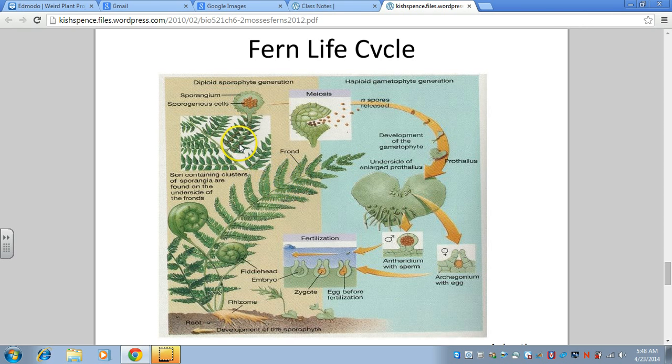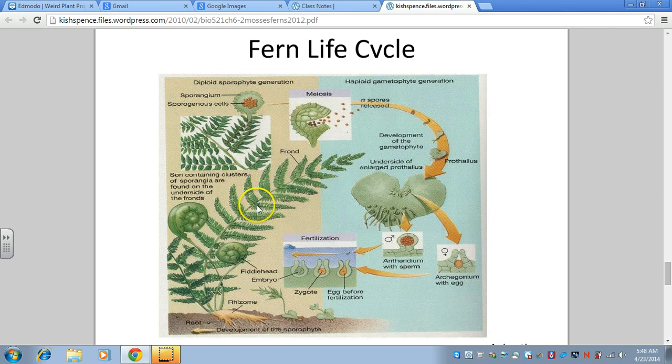Okay, if you were to look on the underside of the leaf, or on the underside of the frond, you would see these little circular, usually yellowish orange things called sori, or a sorus. Each one is a sorus. And in them are clusters of sporangia. And we saw that term when we talked about fungi. So the sporangia, or sporangium singular, are the parts that will make spores.